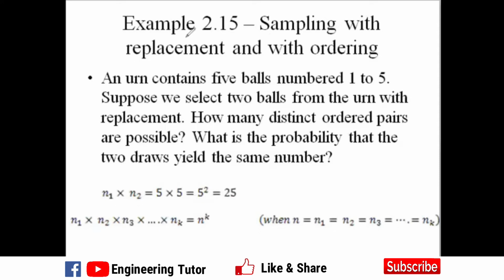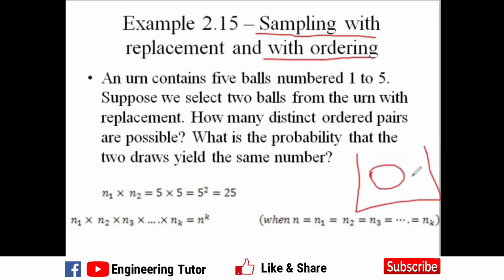So today this is example 2.15, which will discuss the sampling method with replacement and with ordering. Okay, what is meant by replacement and what is meant by ordering? Ordering means that the order matters. If a user has to pick one ball from an urn, one has number 1 on it and the other ball has number 2 on it, and he comes and picks one ball.